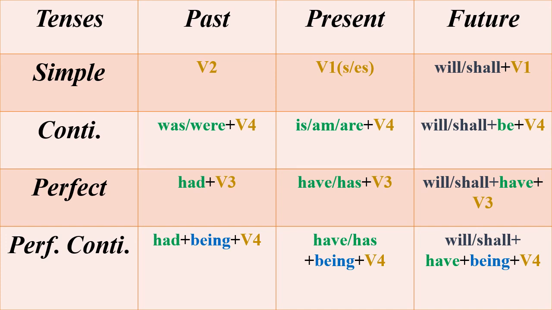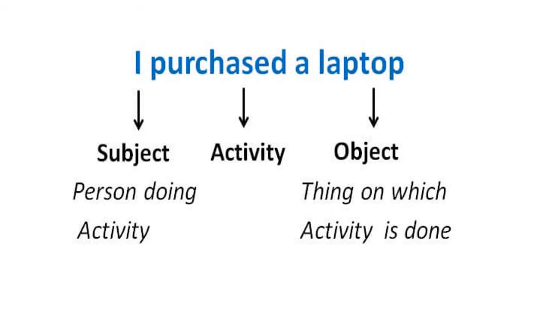Now our chart appears quite completed. But wait, something is still missing. Let's find out what. Oh, this is what we were missing: the subject and the object. The subject is the person doing the activity. On the other hand, the object is the thing on which the activity is being done.